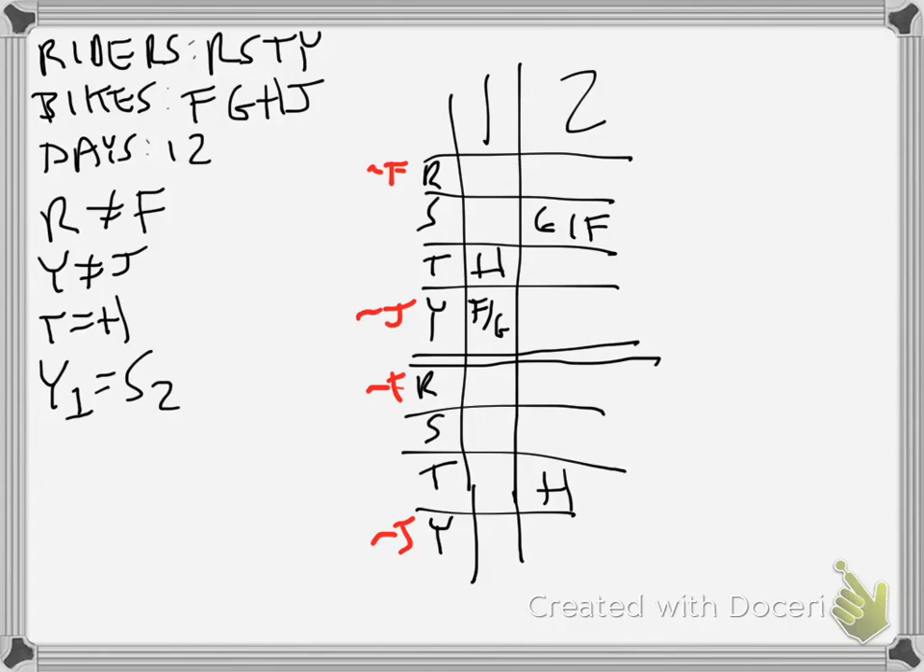And the same thing happens in the second sketch. We know that Y can't be doing H on day 1 because S can't do H on day 2, and it can't be doing J, so this is either F or G, or G or F. And we've already significantly narrowed down the possibilities in this particular sketch.